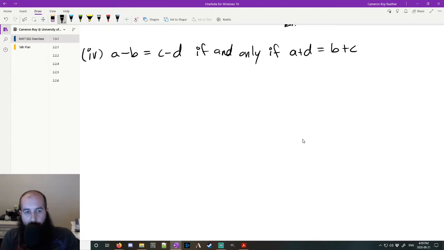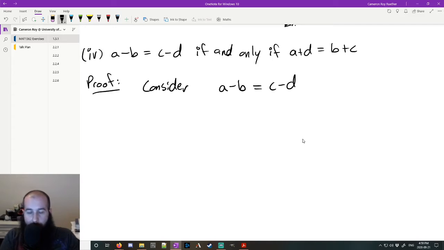Part 4 is an if and only if statement. It says A minus B is equal to C minus D if and only if A plus D is equal to B plus C. So rather than have a string of expressions all equal to each other, justified by axioms, we'll have a string of equations, one implying the next, justified by axioms. So for our proof, let's consider the fact that A minus B is equal to C minus D. That's our assumption on this side.